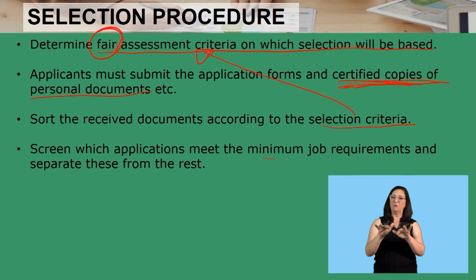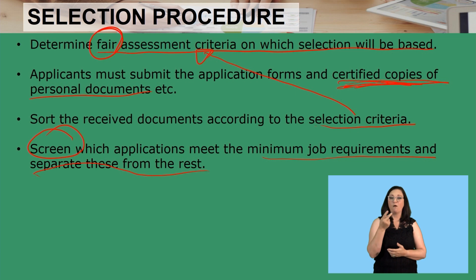We wrote down all the criteria, the things that we want. We want a person that is from a university, a person that has got 5 years experience, a person that is computer literate, maybe a person that has got, I don't know, we write all those criteria down so that it is easier for us when we are sorting the received documents. And then we need to screen which applicants meet the minimum requirements and separate these from the rest.